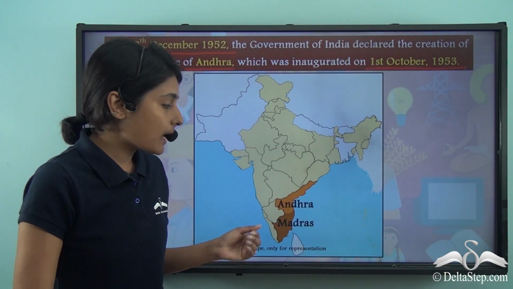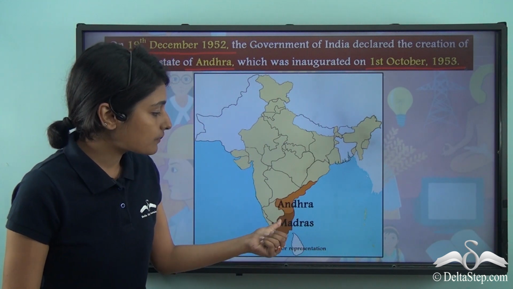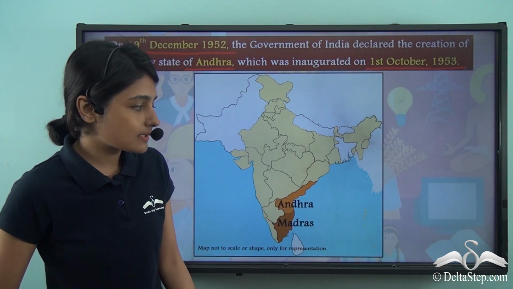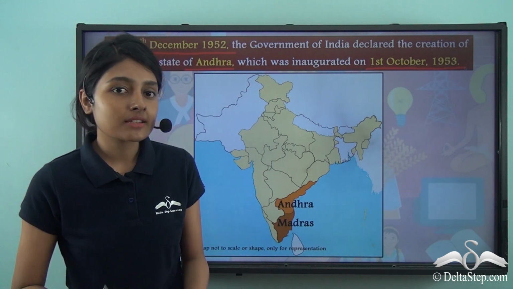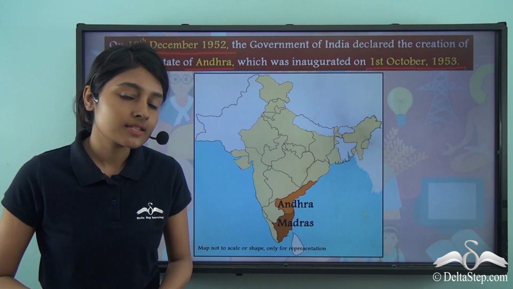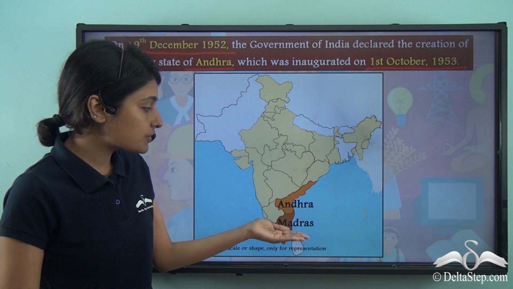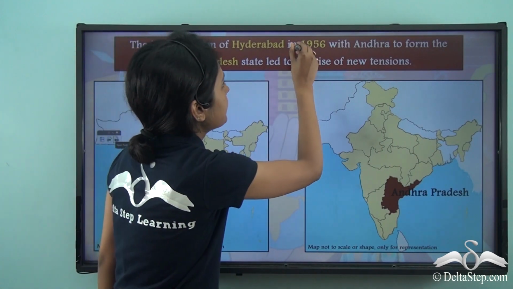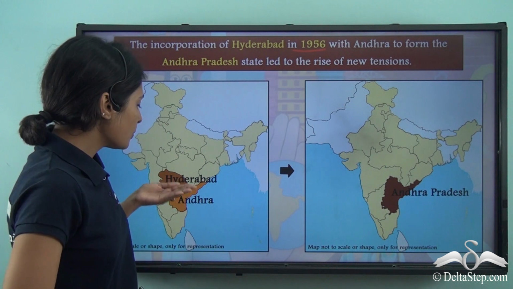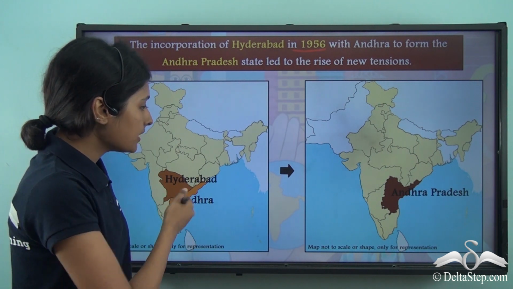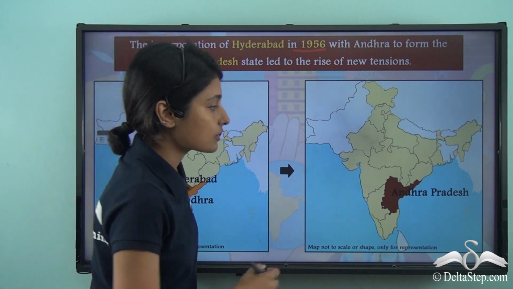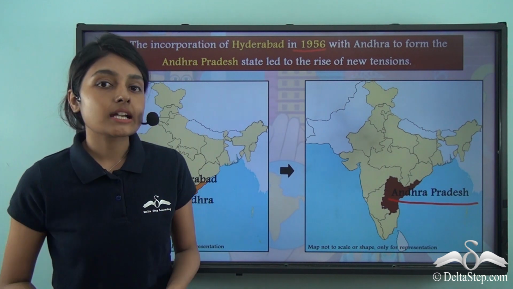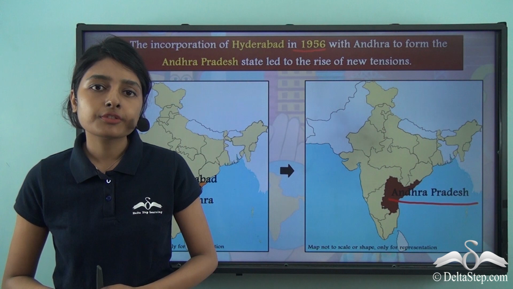So here on this map you can see how Andhra was divided from Madras. So earlier on, this entire region was called the Madras Presidency, but now the Telugu speaking districts were divided from the Tamil speaking districts, giving rise to two new states, which were Madras and Andhra. Subsequently, in 1956, Hyderabad was also incorporated into Andhra, and this gave birth to the new state of Andhra Pradesh. So in 1956, Hyderabad and Andhra joined to give birth to Andhra Pradesh.